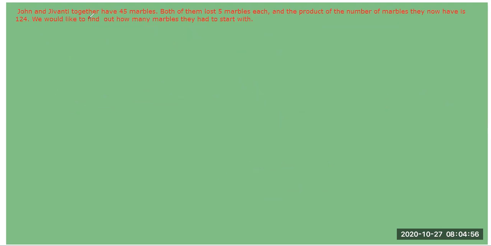It says John and Jivanti together have 45 marbles. Both of them lost 5 marbles. So first we will try to express this statement into mathematical form. John and Jivanti. So this is John and this is Jivanti. He says both of them are having how many marbles? 45. Now, students, this sum can be done with taking two variables. Like John can be taken as having x variables and Jivanti is having y variables. Then you will get x plus y is equal to 45.